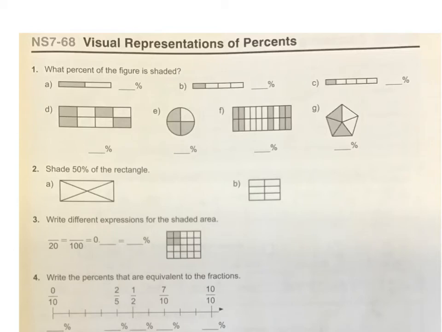So if 1 out of 2 pieces is shaded, that equals 50%. If 1 out of 4 pieces is shaded, that is 25%.